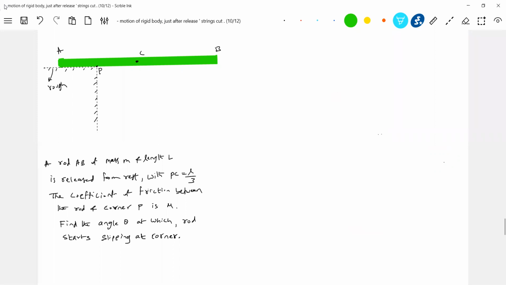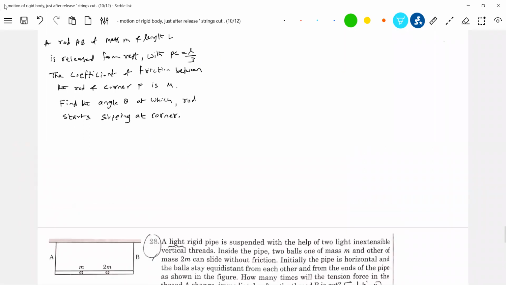I think it will first swing, then slip, no? First it will swing. Then as it starts swinging, it will start slipping here. So it is a general motion, somewhere here.